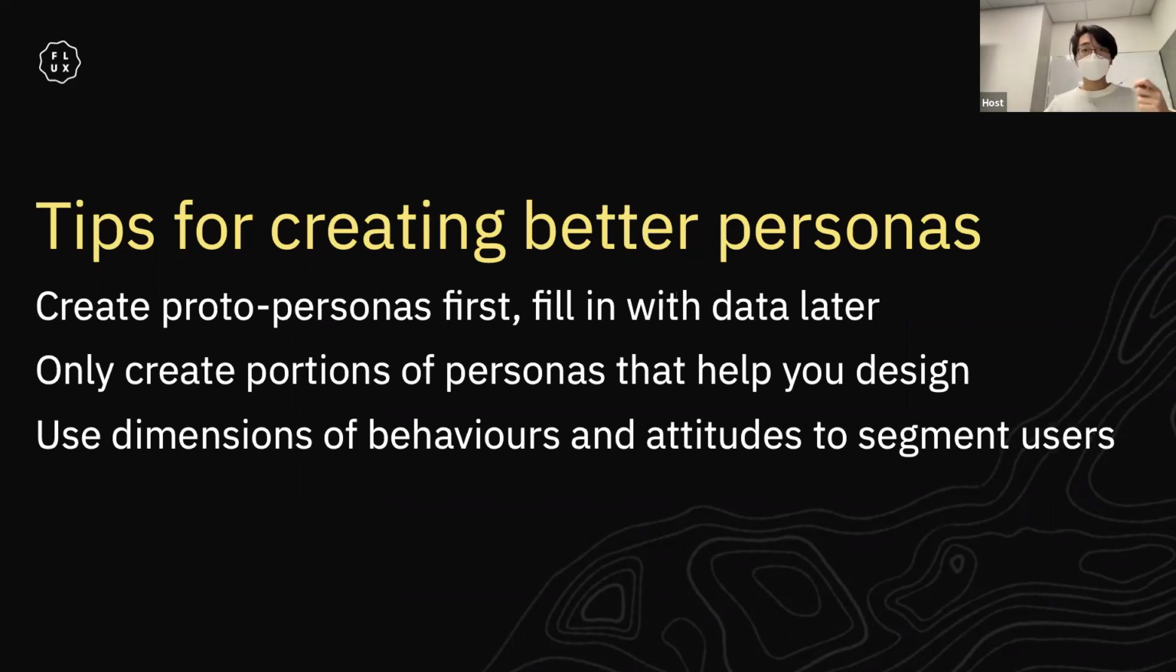So in terms of creating better personas, or even creating good personas in general, what I recommend is, first, that you can create some proto personas first. I'm going to talk about this in just a minute. Second, you can only create the portions of personas that help you design. So for example, you don't need to show what software they use. You don't need to show even their age. Age sometimes doesn't matter. Gender, biological sex, these sometimes don't matter. You want the behavior, the attitudes, and how they act. And the third is that we have some other ways to frame personas in helping you understand and segment the users. So let's talk about the proto persona first.